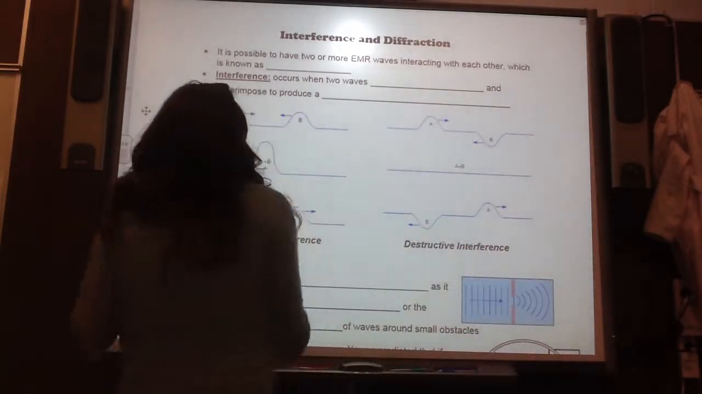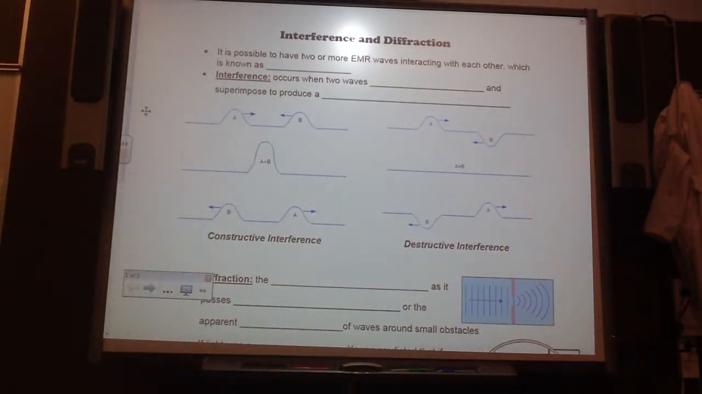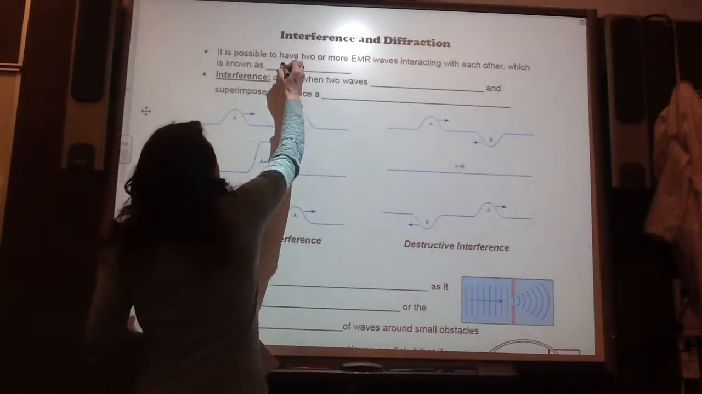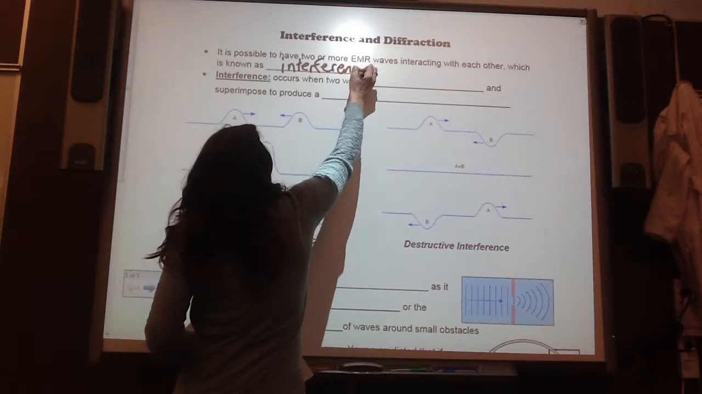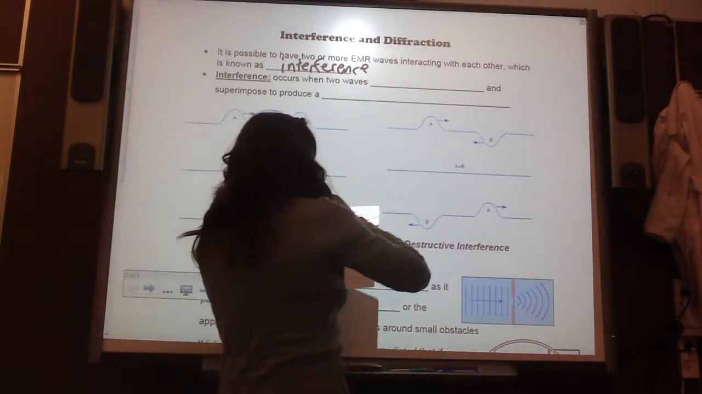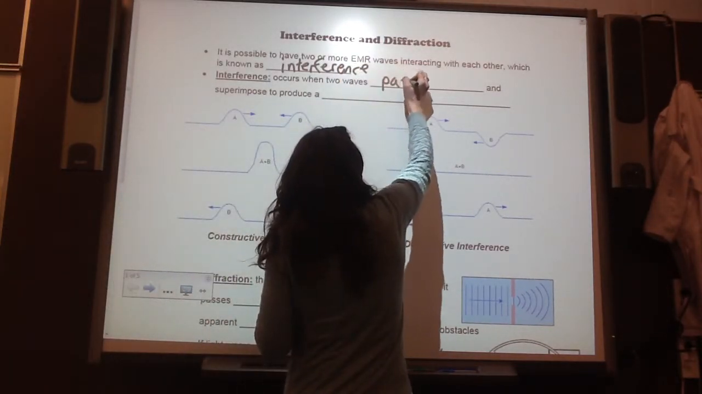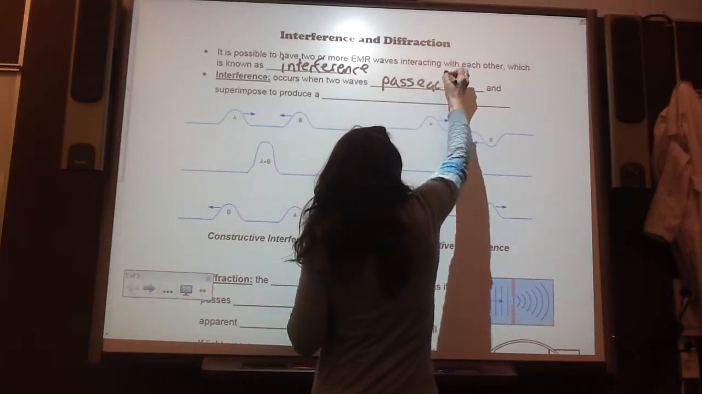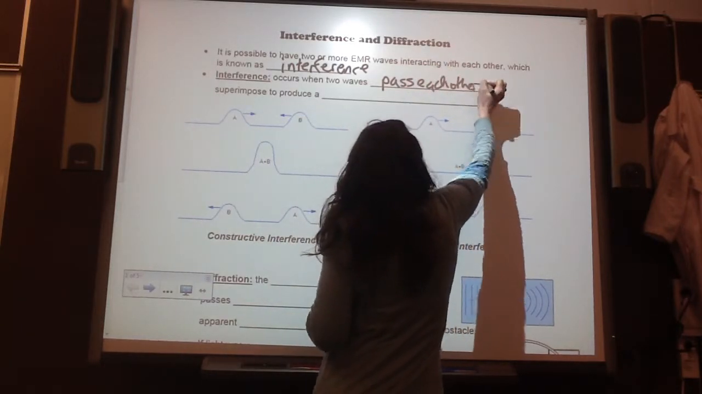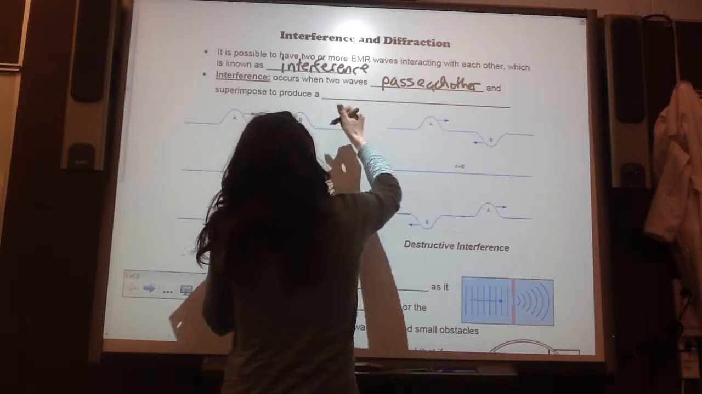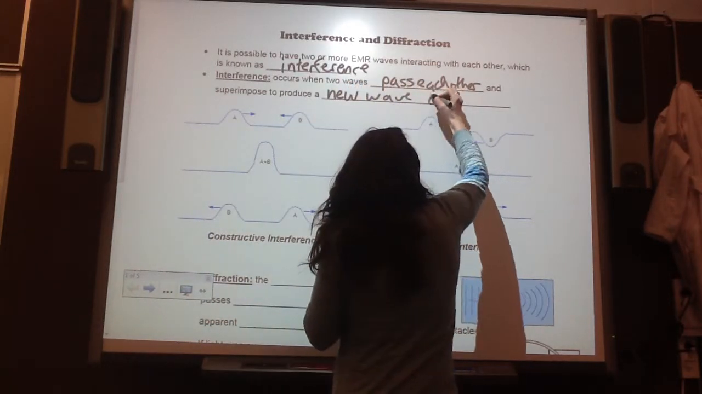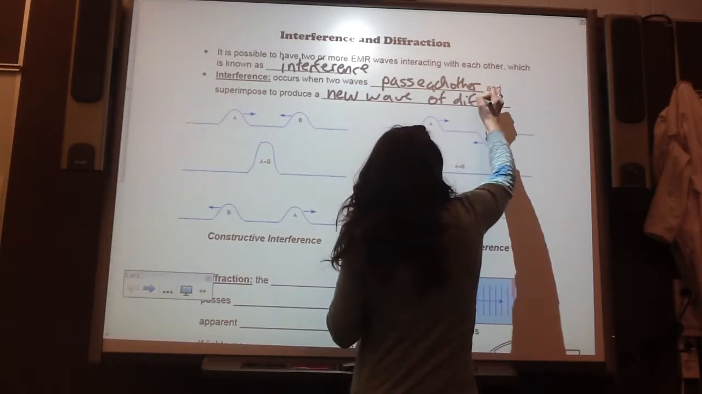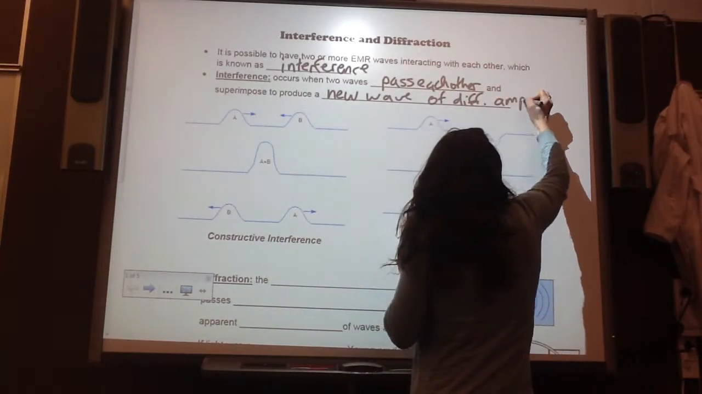Okay, so it is possible to have two or more EMR waves interacting with each other, which is known as interference. Interference occurs when two waves pass each other and superimpose to produce a new wave of different amplitude.